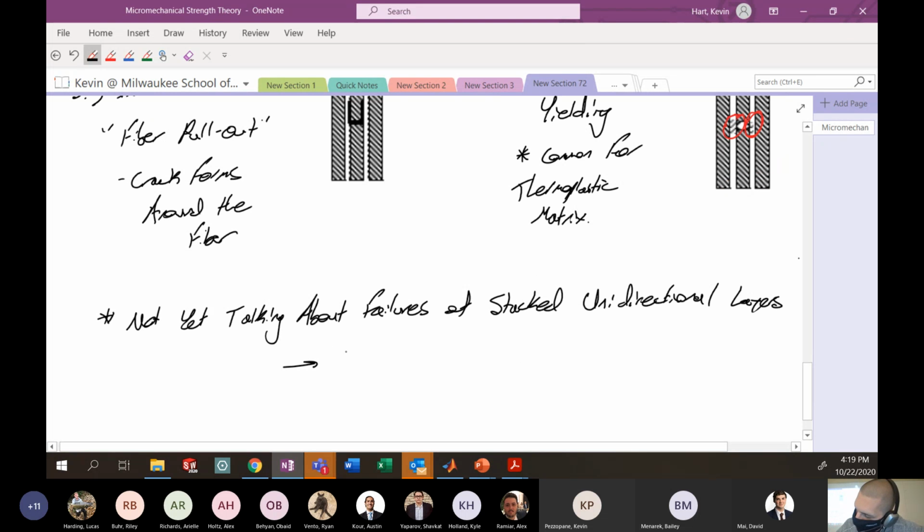So things like delamination, not yet. That's not yet. That is another type of failure, but not something we're going to really talk about quite yet.